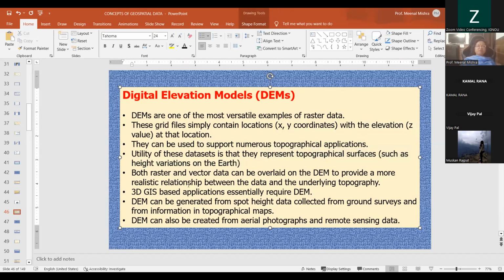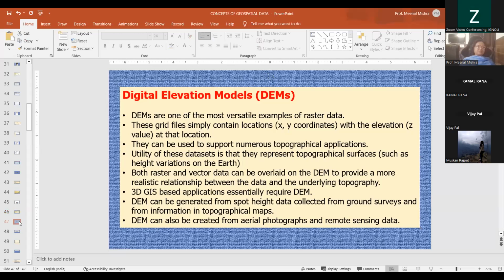So both raster and vector data can be overlaid on a DEM, and then they provide a more realistic relationship between the data and the underlying topography. I think yesterday you must have heard about 3D GIS. They are based on this DEM. I mean, in 3D GIS, you require a DEM, or digital elevation model, as one of the important layers. So this was about DEM.